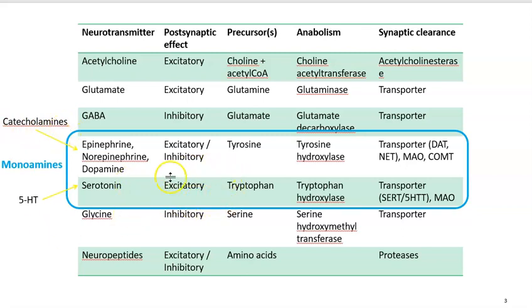Serotonin is almost always excitatory. Epinephrine, norepinephrine, and dopamine can be either excitatory or inhibitory. Other things are going on. You should kind of know this. Both of them can be cleared out of the synapse with transporters. They have their own that are specific to that neurotransmitter, and then also MAO. We'll learn more about what that is and what it does later, but that's something you'll see a lot in this class, that MAO.